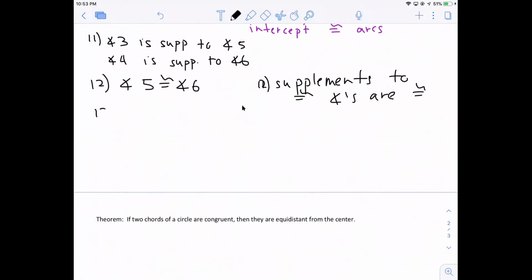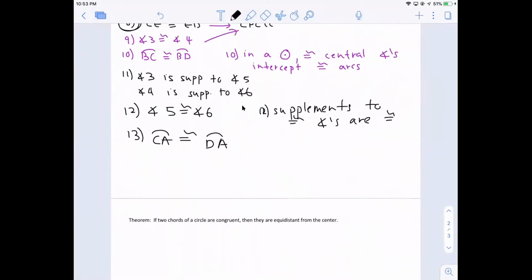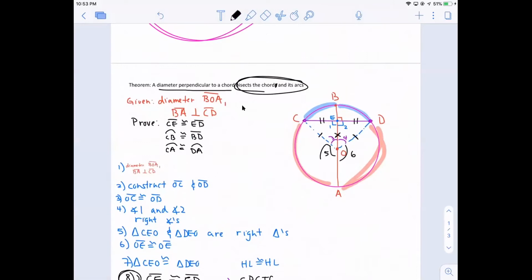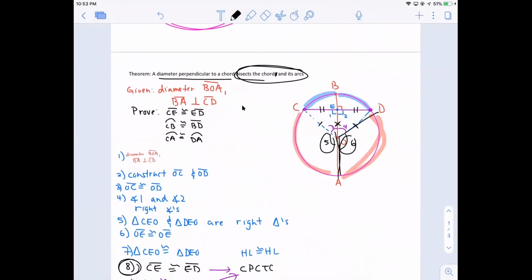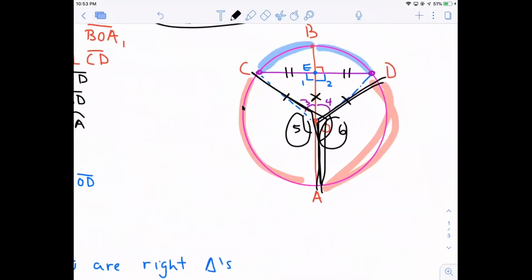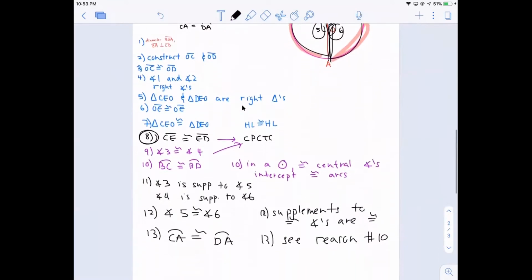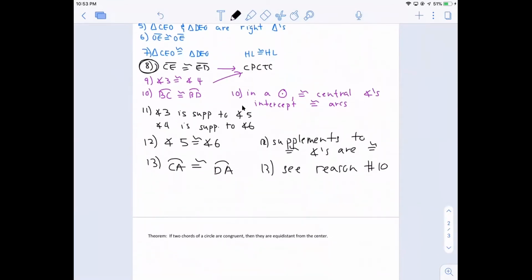And so finally, you can say arc CA is congruent to arc DA. And the reason is the same as step 10. In a circle, congruent central angles, which we just proved, right? Angle 5 congruent to angle 6, those are central angles. To those two arcs, we prove those congruent, so their intercepted arcs are also congruent. Voila. All right.